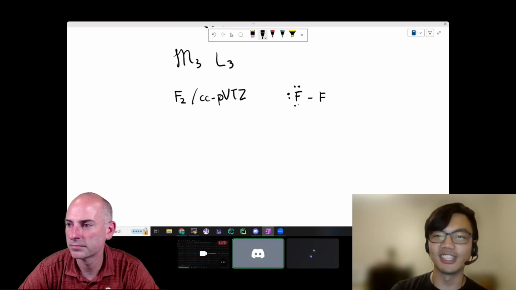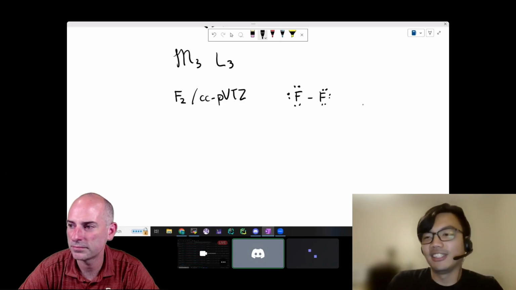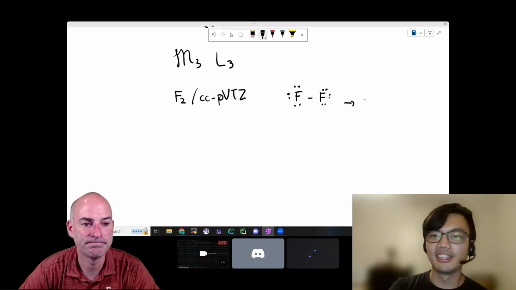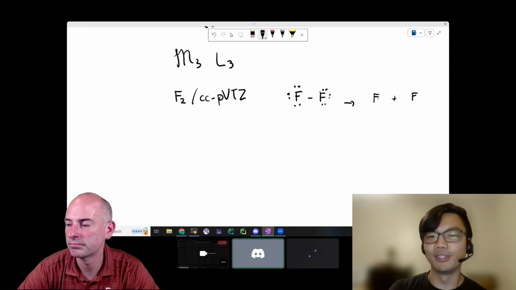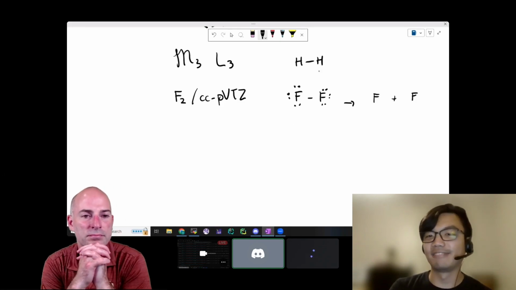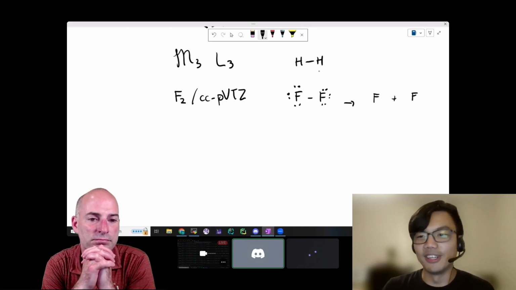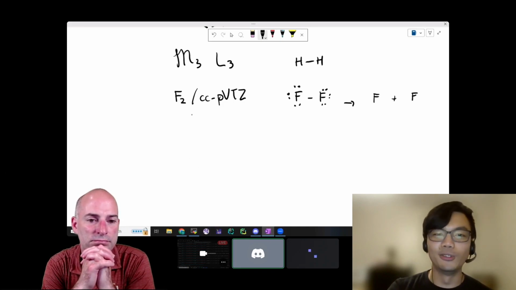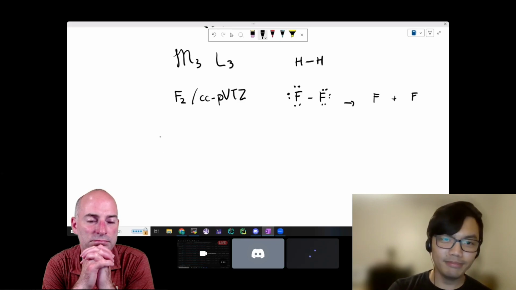Lewis picture looks like this. Ta-da! So you might think, well, I'm just breaking a single bond, basically you just have two fluorine atoms, like that. What's the big deal, right? It looks exactly the same like breaking the H2 single bond. There should be no weird stuff.